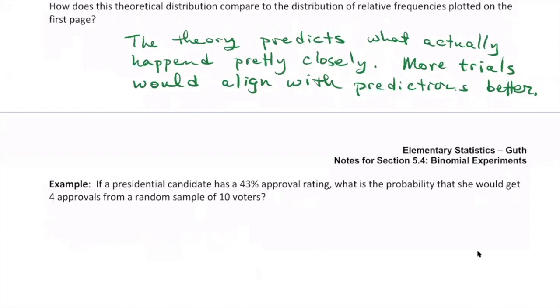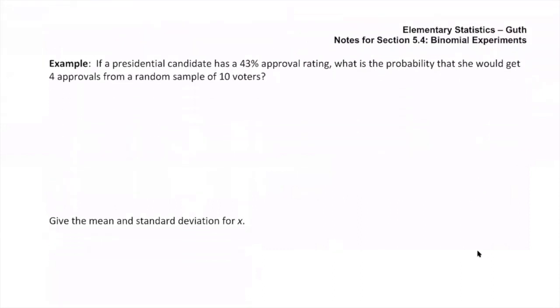Okay, so the next part here is on binomial experiments still, but now we're going to look at a president's approval rating. So it says if a presidential candidate has a 43% approval rating, what's the probability she would get 4 approvals in a random sample of 10 voters? Okay, so N is the number of trials. I'm looking for you guys to tell me how many trials there are in this experiment.